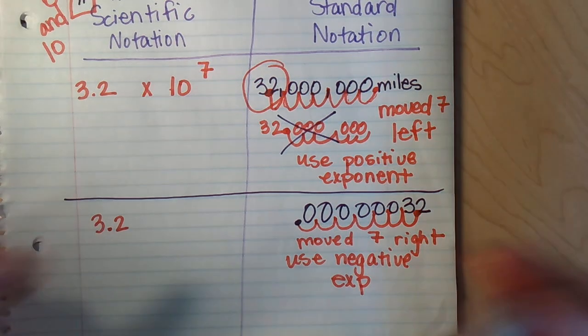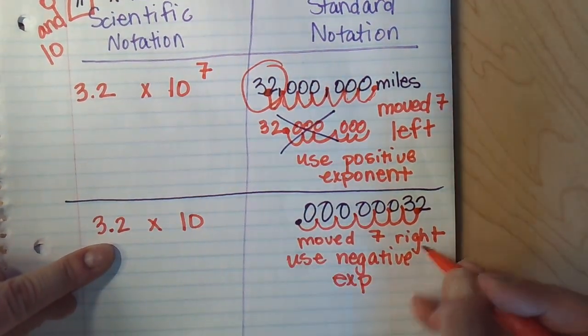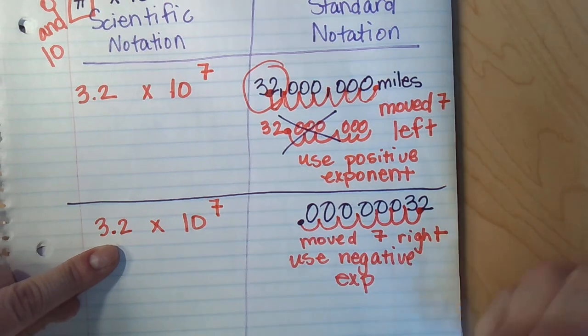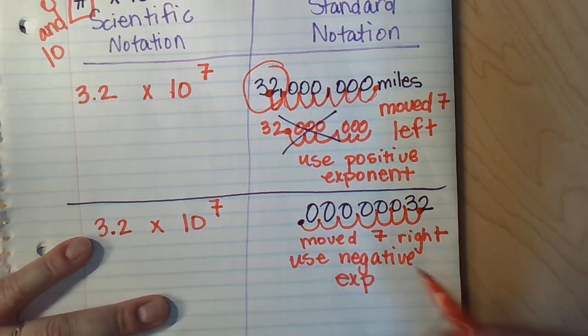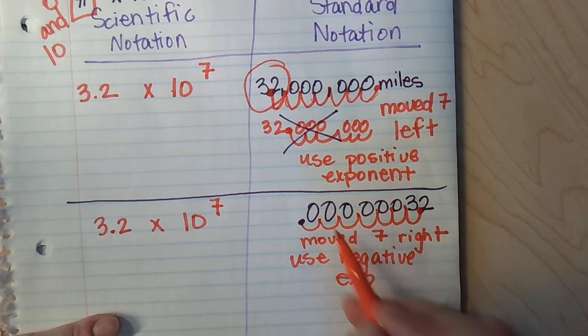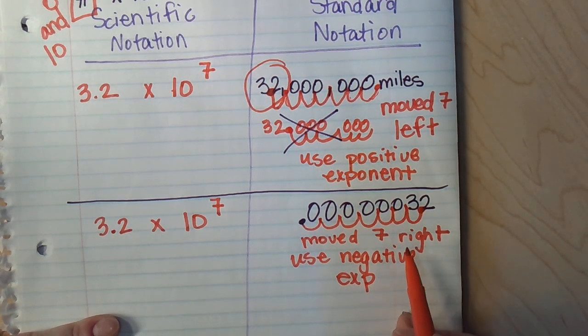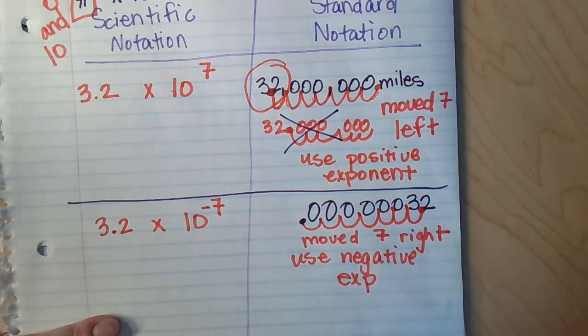So this is 3.2 times 10, and we moved 7 times, so I put a 7 in the air. But because I moved my decimal to the right, I got to use a negative exponent.